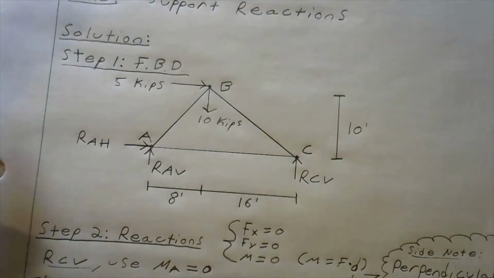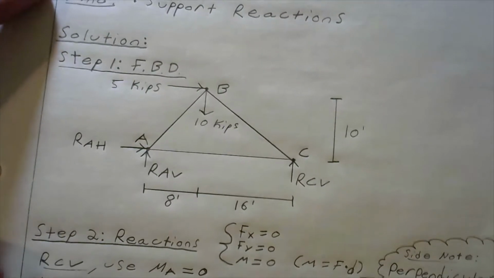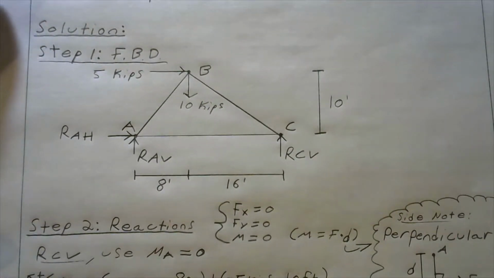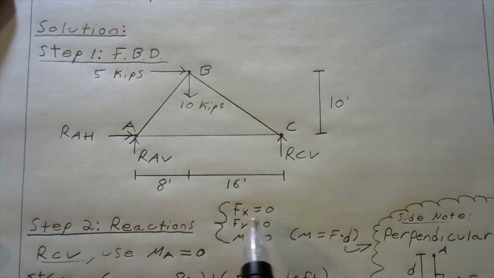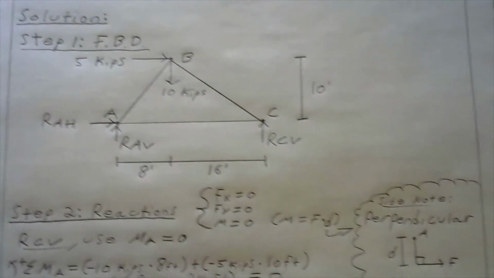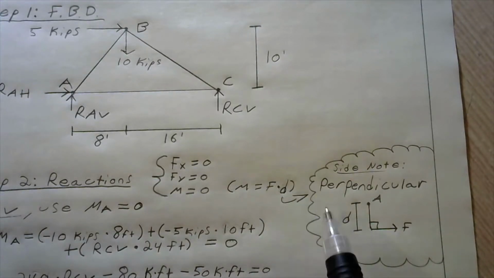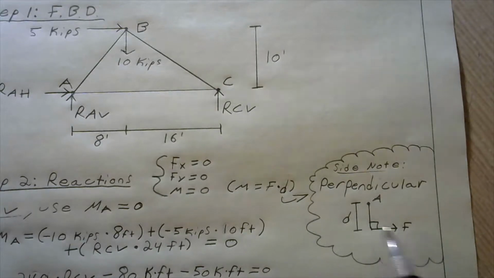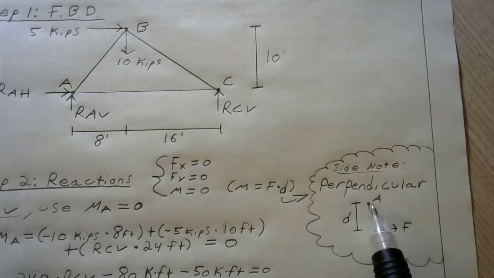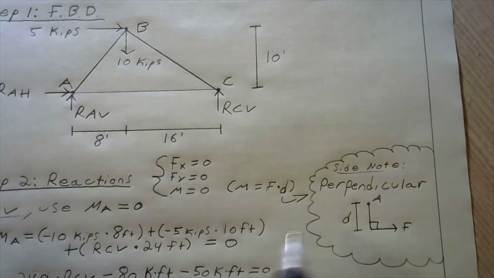So I'm going to move on to how to calculate these reactions after you've drawn the free body diagram. We're given 3 formulas: Fx equals 0, Fy equals 0, and the moment is equal to 0, where moment is force times distance. And it's important to remember with this formula that the distance is always perpendicular. So if we're going to take the moment about A, this distance and this force have to make a right angle with each other.